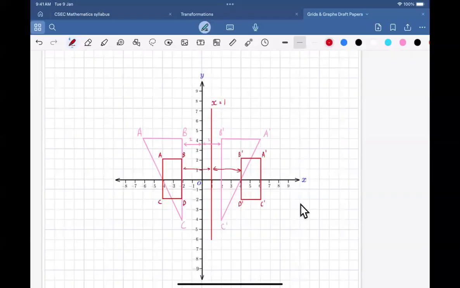Kiara, if I ask you what y is equal to 7 is, what kind of line is that? Vertical or horizontal? Y is equal to 7. I want to say horizontal, but I think I'm wrong. No, it's horizontal, because it will be a line passing through 7 on the y-axis, so it's horizontal.